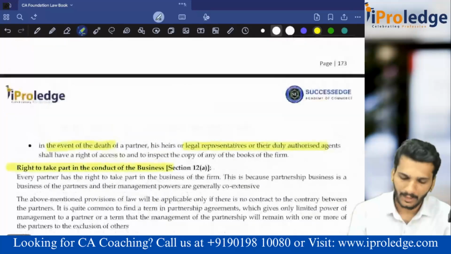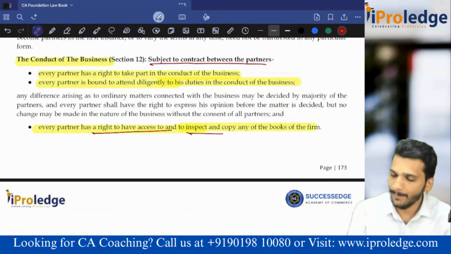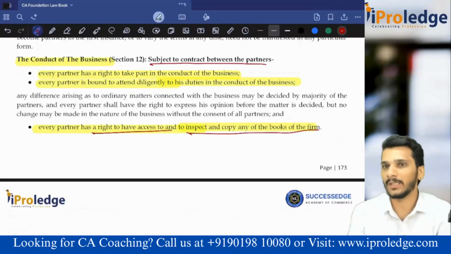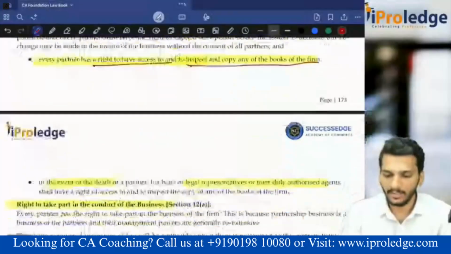But here it is there. Every partner has to have the access to inspect the copy of the books of the firm. You can go and inspect, but you cannot enter into that. You do this way, you do this way. No, you can't. You can't entertain these things.